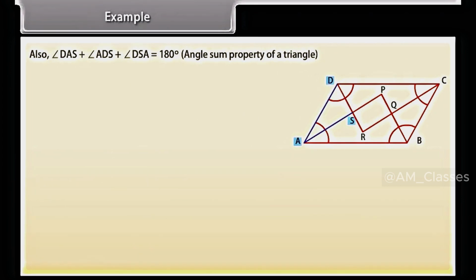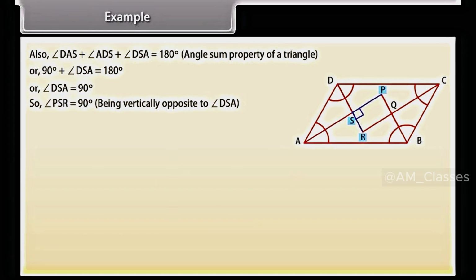Also, angle DAS plus angle ADS plus angle DSA is equal to 180 degrees, by the angle sum property of a triangle, or 90 degrees plus angle DSA is equal to 180 degrees, or angle DSA is equal to 90 degrees. So, angle PSR is equal to 90 degrees, being vertically opposite to angle DSA.